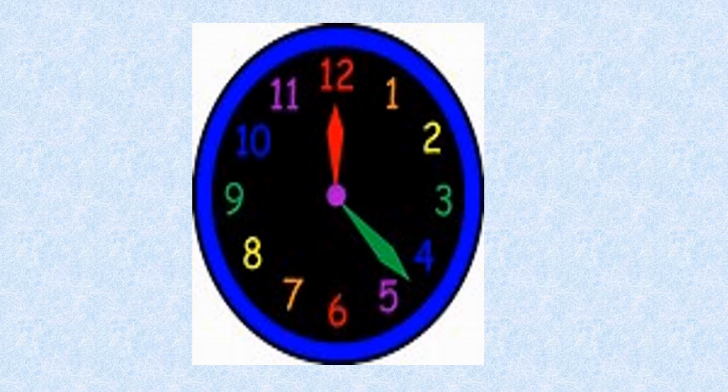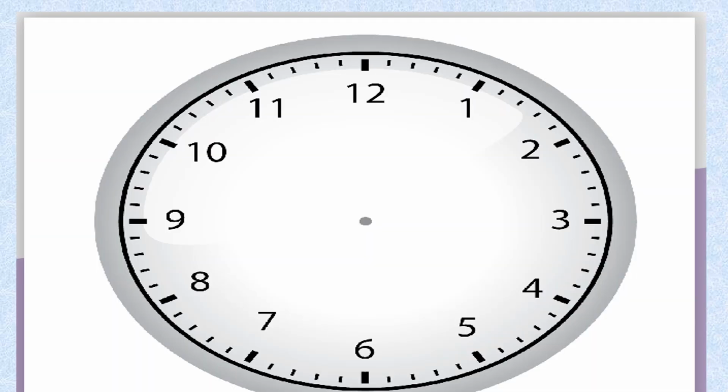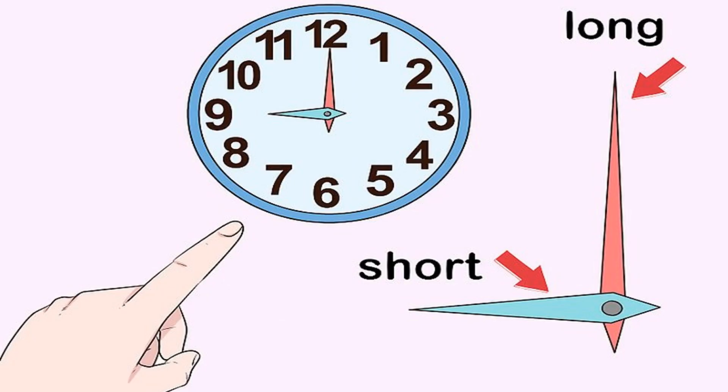Generally, there are 12 numbers marked as 1, 2, 3, 4 till 12 on the clock, or sometimes they can be written in Roman numerals also. A clock has a long hand or the minutes hand and a short hand or the hour hand.